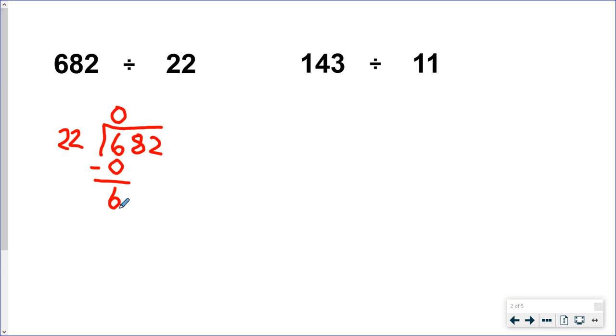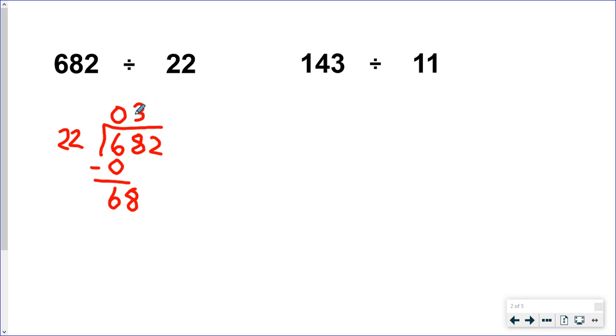Okay. Is this number smaller than the number out front? Is 6 smaller than 22? Yes, it is. Now let's go ahead and bring down the 8. Okay. And the next thing we do is how many times can 22 go into 68? All right. So we're going to have to go through our multiplication facts of 22. So 22 times 1 is 22. 22 times 2 is 44. 22 times 3 is 66. And that's really close. So I think this is going to be a 3.